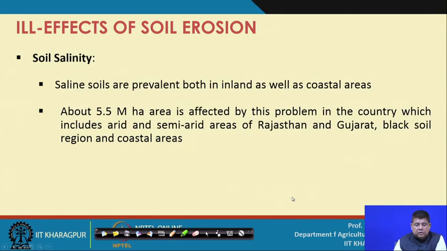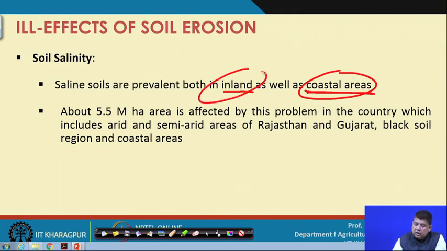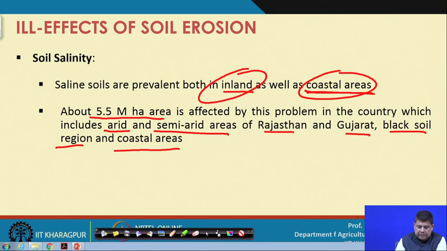Then, if you talk about soil salinity, saline soils are prevalent both in inland and in coastal areas, because of salt water intrusion in the coastal areas and too much salt in the soil, that means poor irrigation management, in the inlands. Overall, about 5.5 million hectares are affected by this problem in the country, which includes arid and semi-arid areas of Rajasthan and Gujarat, black soil regions and coastal areas.